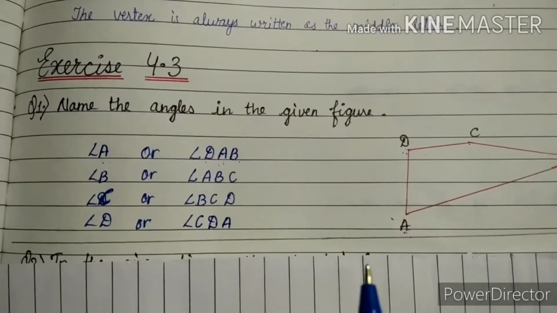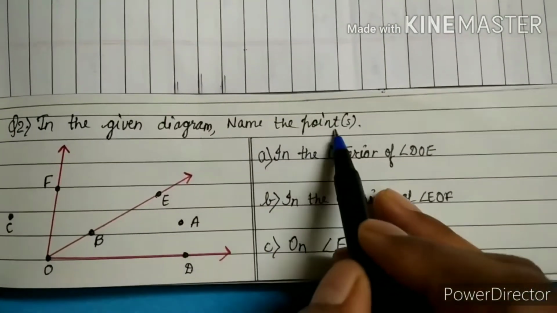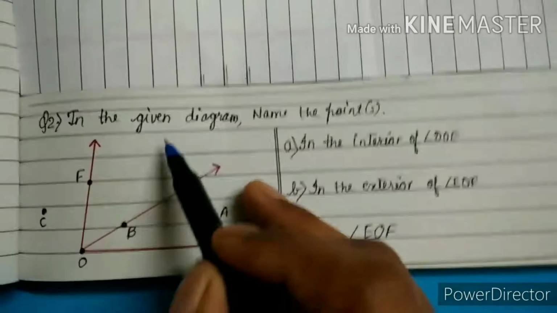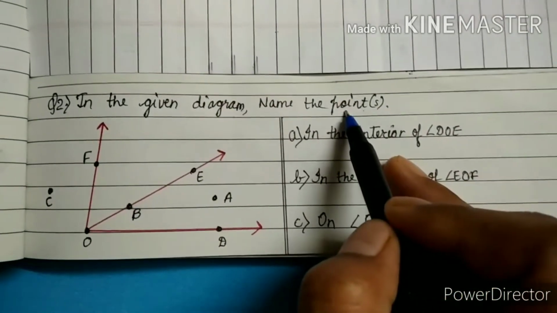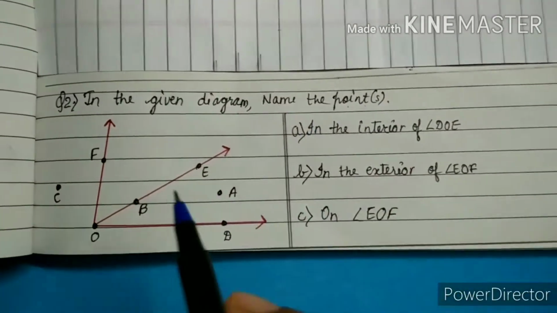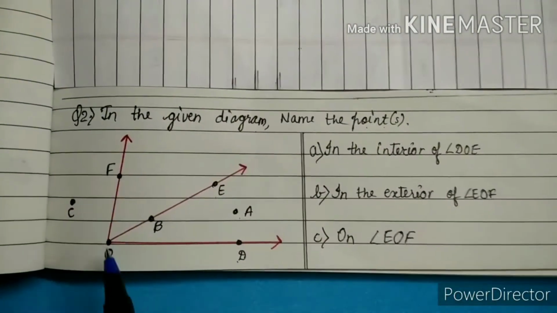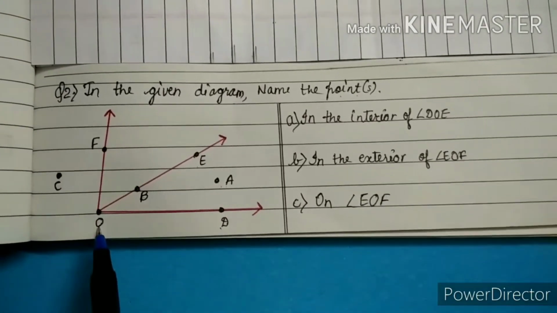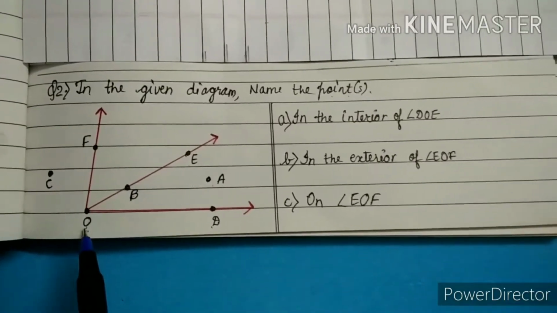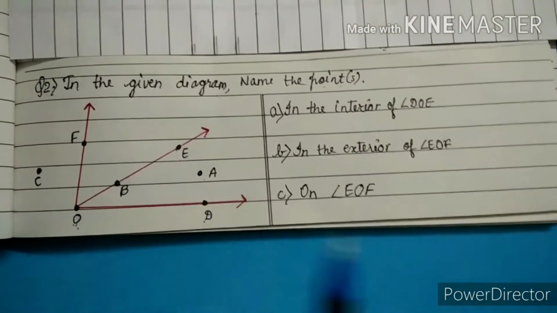Now the second question is: in the given diagram, name the point. It means we have to consider this figure. From this figure we have to write the point names. So just see which points are there: A, B, C, D, E, F, O. Which is the common point? O. O is the common point. And how many rays are in the figure? OF 1, OE 2, OD third.